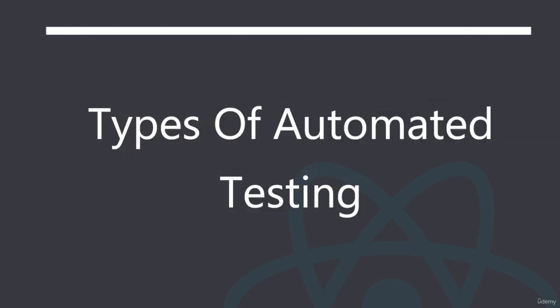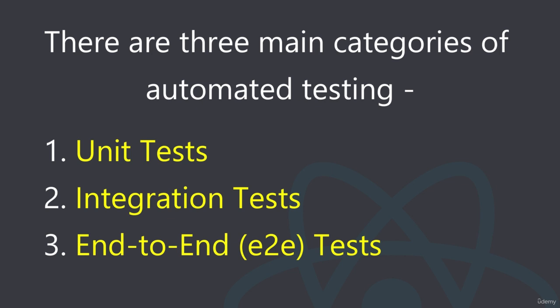Now we are discussing types of testing. There are three main categories of automated testing, that is unit tests, integration tests, and end-to-end or E2E tests.